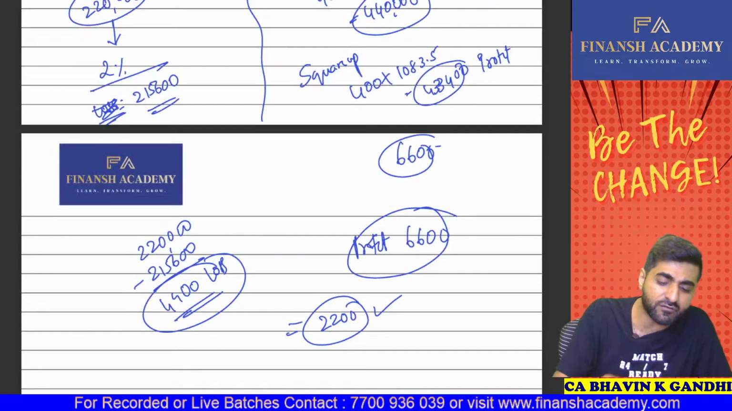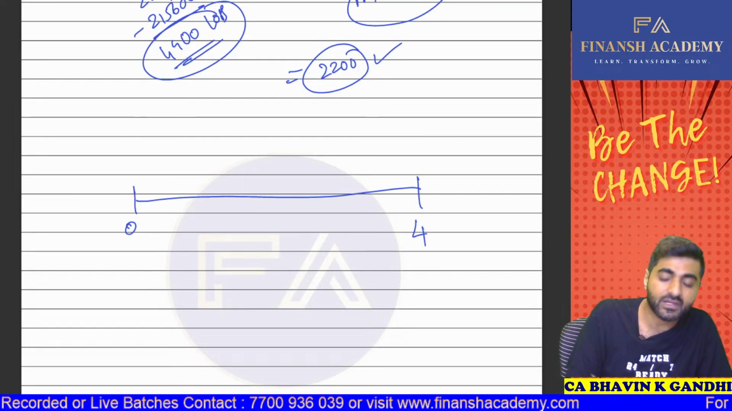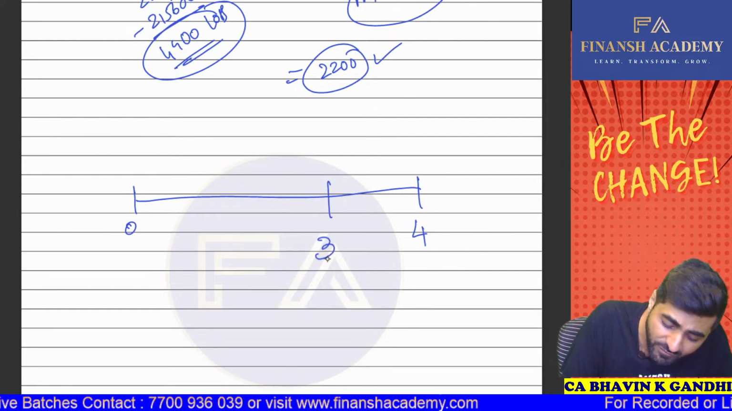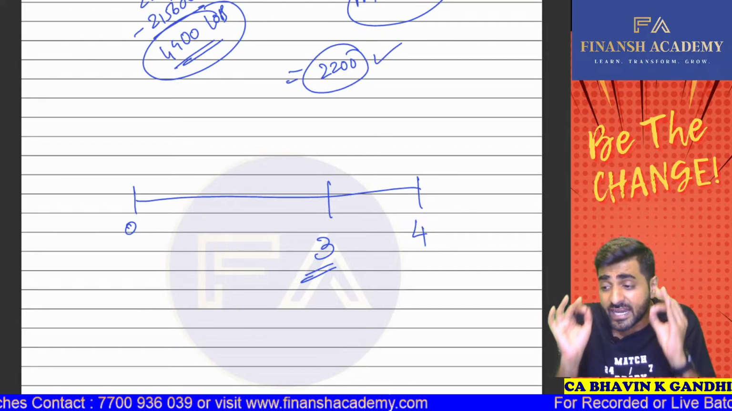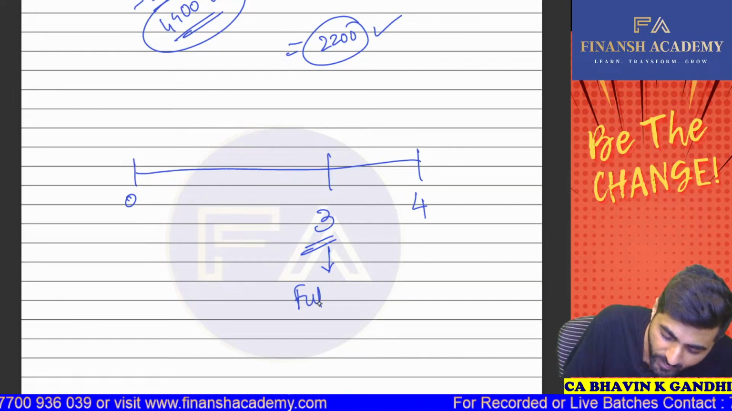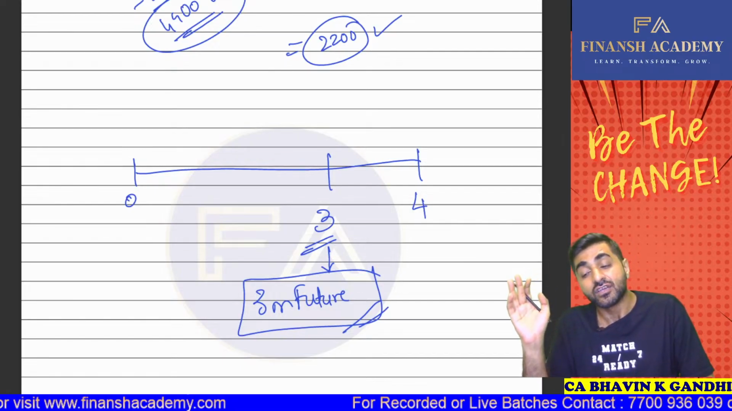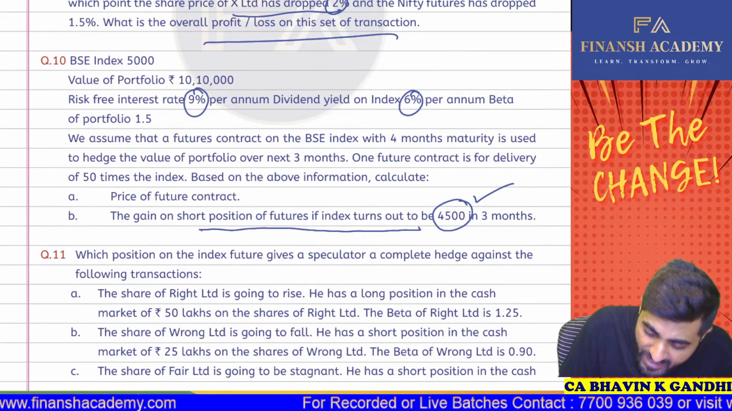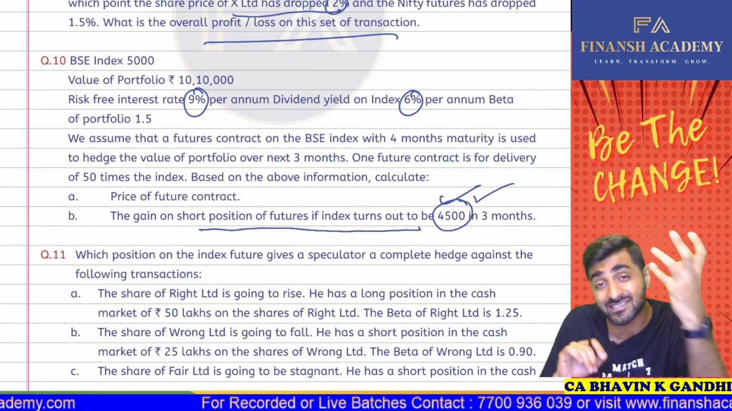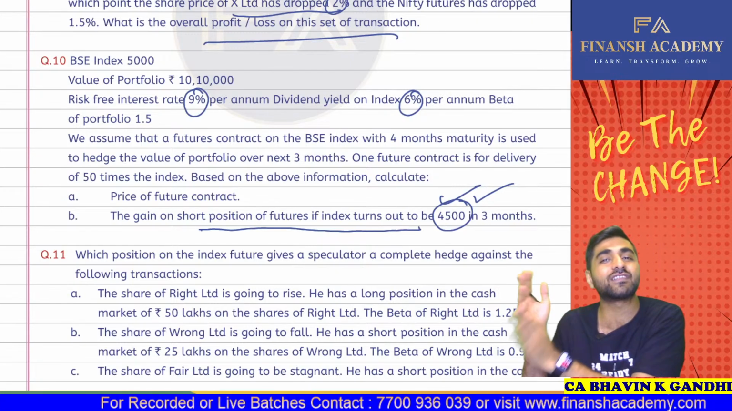My dear students, first of all, the basic thing you have to understand is it's a 4-month contract. And we are squaring up the contract at the end of the 3rd month. So what we need is a 3-month future price. Now that is something which is not available to us. So you must be wondering, sir, we have this 4,500. No, but this 4,500 is the price of the index, that's the spot price. We actually need the future price at the end of the 3rd month.